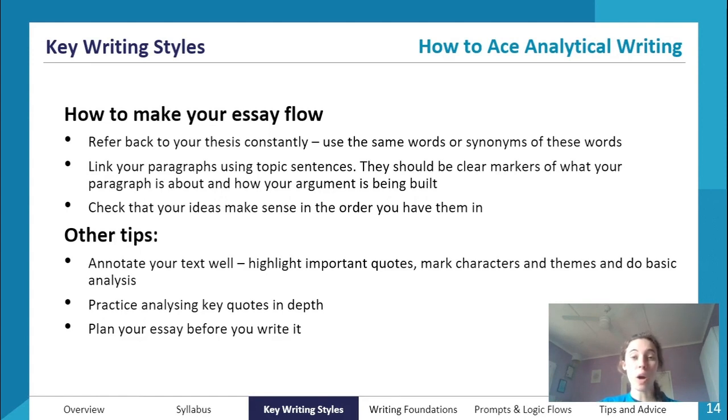So link your paragraphs using the topic sentences, like I mentioned before. And topic sentences should be clear markers of what your paragraph is about and how your argument is being built. Some students use just general background information for a topic sentence. So maybe the year that it was published, if it was a book, or the author, or the time period of something. But your topic sentences for your body paragraphs should always be about the paragraph itself and introducing that paragraph so it's clear what point you will be making within that.